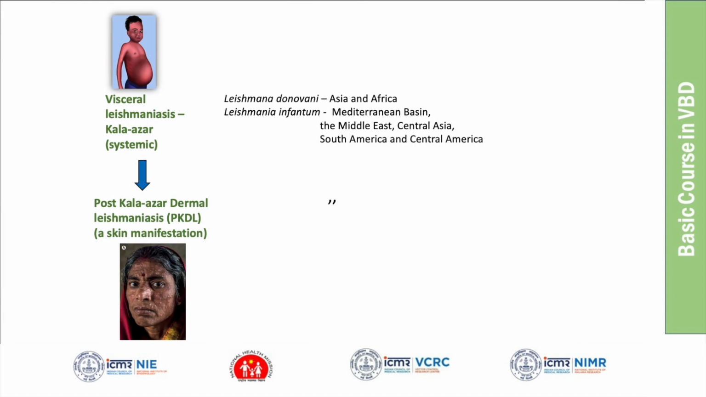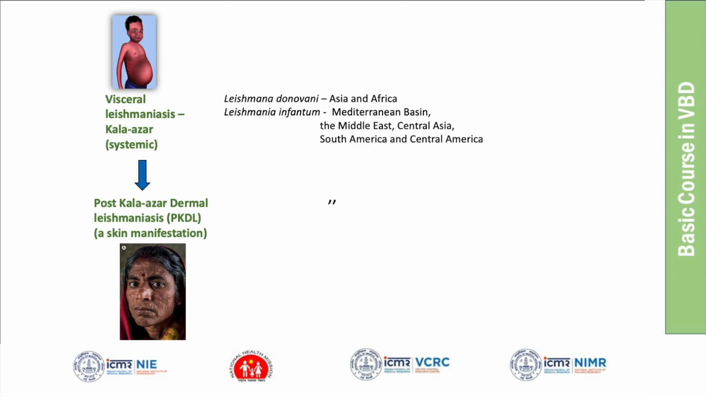This is visceral leishmaniasis. The first picture shows visceral leishmaniasis, also called Kala Azar. This is a systemic form of disease, and it is caused by Leishmania donovani and Leishmania infantum. In India, Leishmania donovani is responsible for this visceral leishmaniasis, generally called Kala Azar. So Leishmania donovani causes visceral leishmaniasis in Asia and Africa.